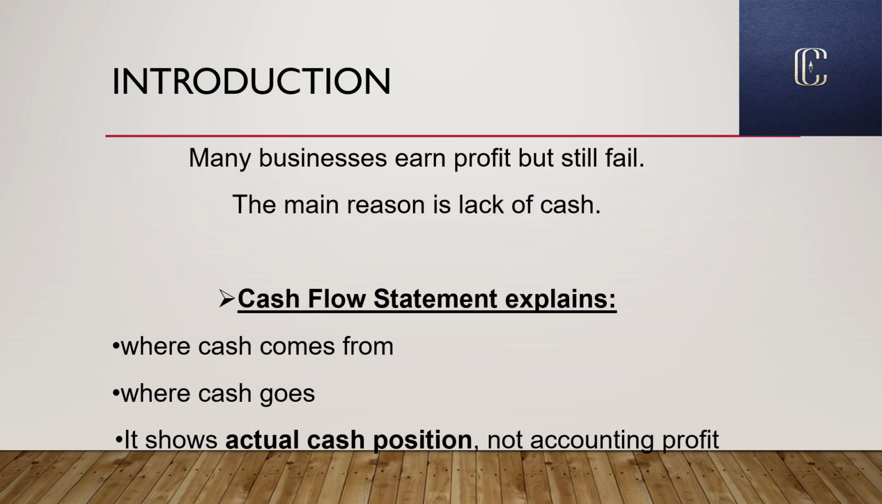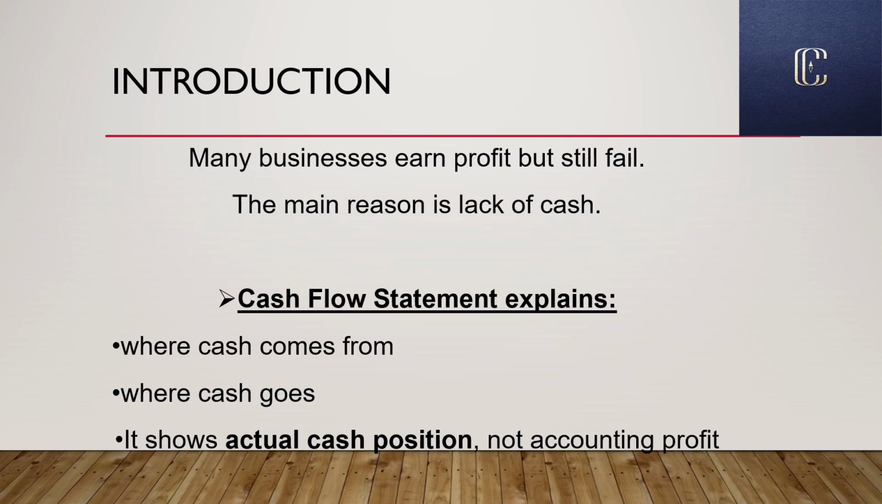Let me explain the most important point. Cash flow statement shows actual cash position, not accounting profit. You may sell goods worth 1 lakh rupees today, but the customer will pay after 3 months. So, profit is shown today, but cash will come later. That's why companies collapse even with profit, because they run out of cash, not ideas. Business survives on cash, not on profit.